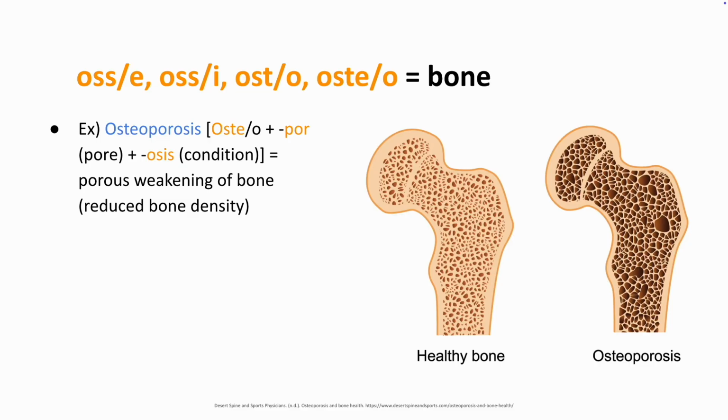So osteoporosis is the formation of a porous weakening of the bone, and usually means reduced bone density. So healthy bone to the left should look like small pores with a lot of bone tissue connecting between. But in osteoporosis patients, it would look like this: a lot of pores, nearly no bone density.